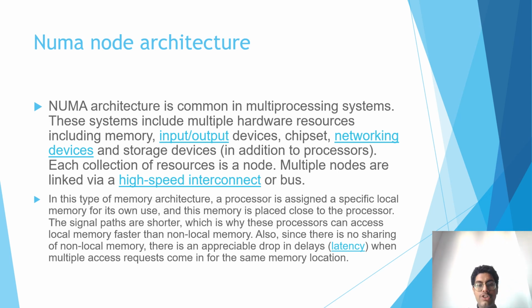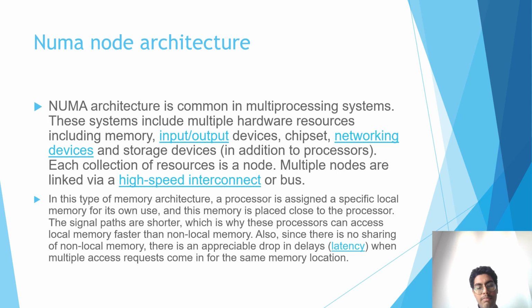What is NUMA node architecture? NUMA architecture is common in multiprocessing systems. These systems include multiple hardware resources, including memory, input-output devices, chipsets, and networking devices. As I showed you in that diagram, each collection of resources is a node. Multiple nodes are linked by a high-speed interconnection or bus. Every NUMA system contains a coherent global memory and input-output address space that can be accessed by all the processors in the system. The other components can vary, although at least one node must have memory, one must have input-output resources, and one must have processors.